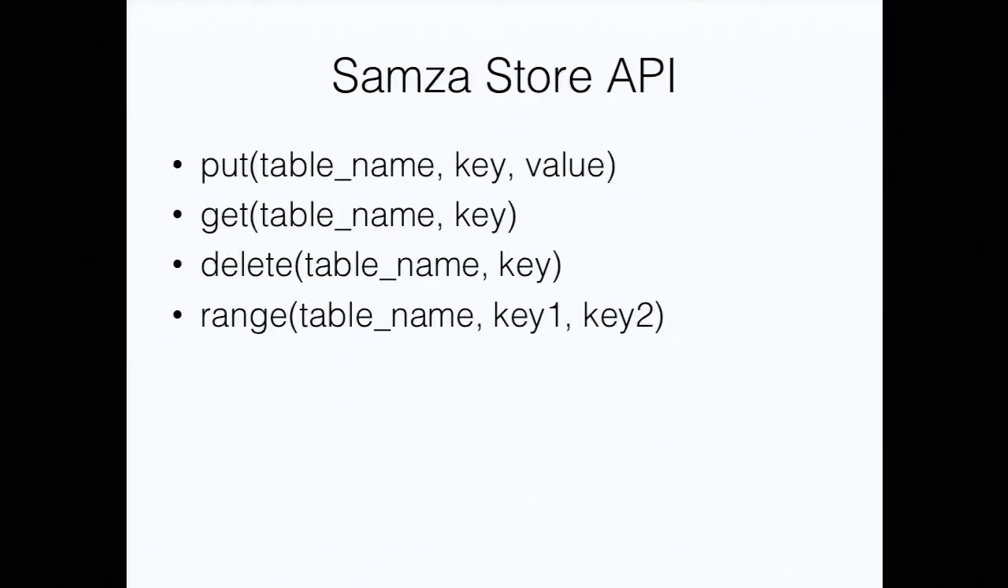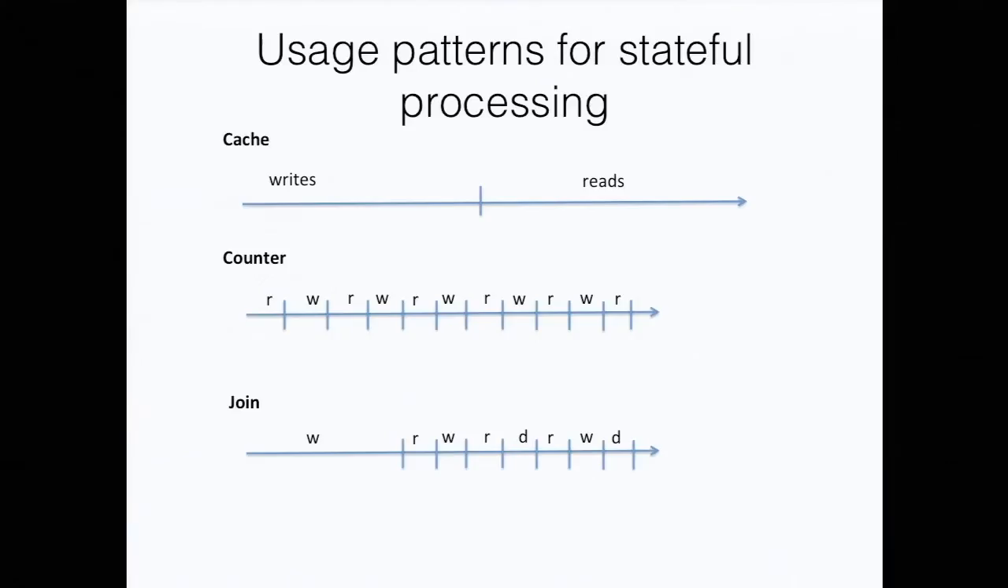We have a very simple pluggable API: put, get, delete, range. All of this is implemented. We have an implementation of this in RocksDB, which is the default implementation. Here are some patterns that we use from Samza to access the storage engine.